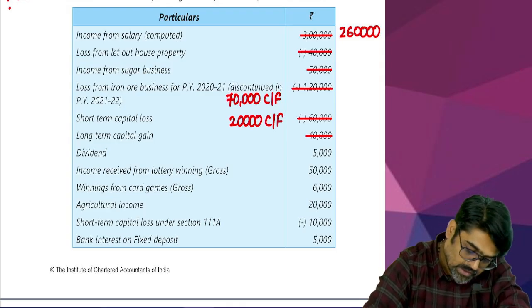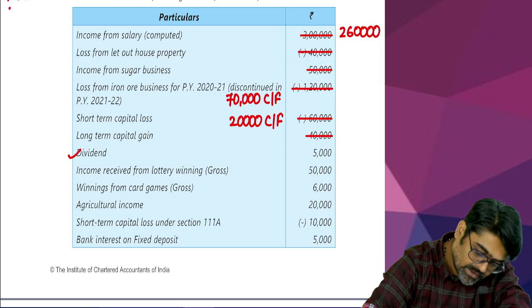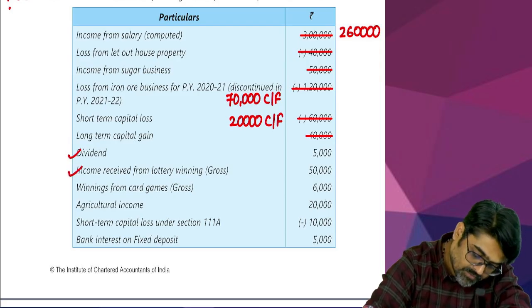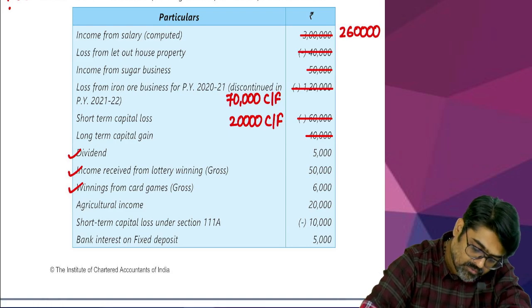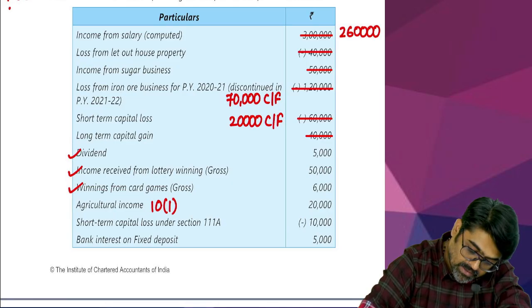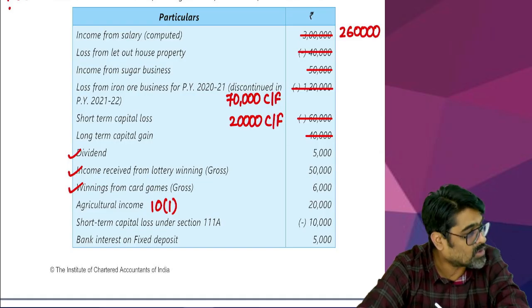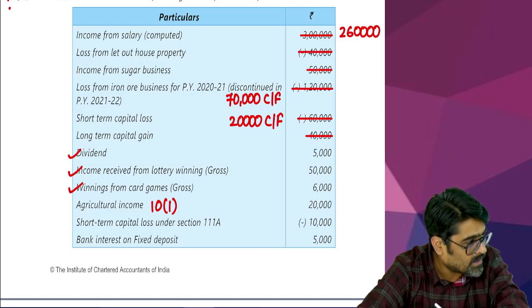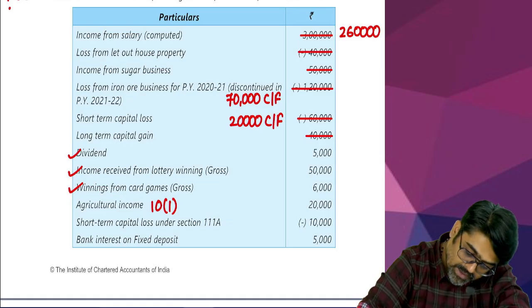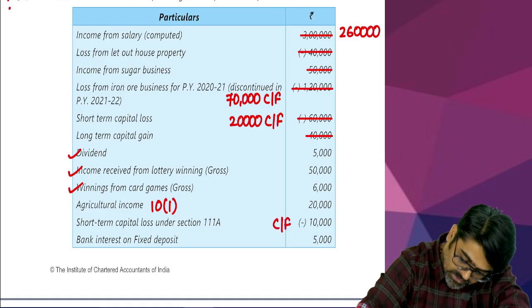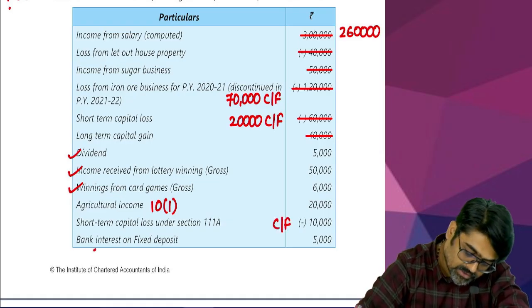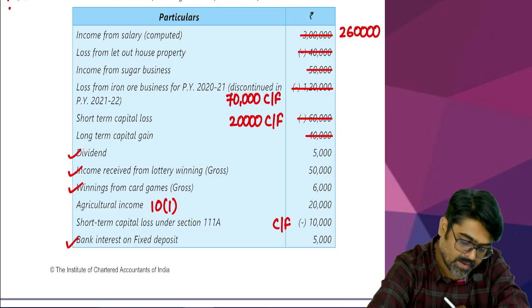Yes or no? Dividend will be taxable as IFOS income. Lottery winnings, IFOS income. Winning from card games, IFOS income. Agriculture income will be fully exempt under section 10(1). Short-term capital loss. Sir, short-term capital loss still remaining. How much? Now, is there any short-term gain or long-term gain? No. So this will also be carried forward. Done, sir? Bank interest on FD. This will be your IFOS.